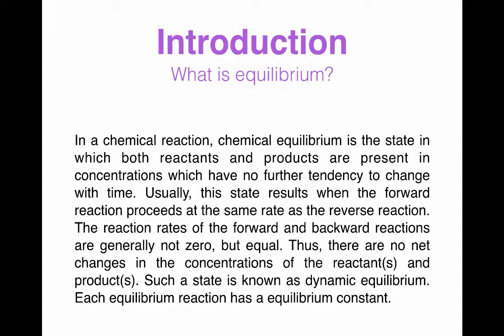In a chemical reaction, chemical equilibrium is the state in which both reactants and products are present in concentrations which have no tendency to change with time. Usually, this state results when the forward reaction proceeds at the same rate as the reverse reaction. The reaction rates of the forward and backward reactions are generally not zero, but equal.